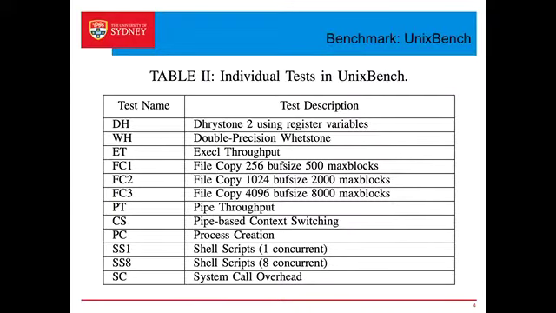The benchmark suite we use is UniqueBench. In UniqueBench, there are 12 individual tests, and they are described in details in this table. Each test was designed to evaluate the performance of a particular component on a computing system. For example, the Dhrystone test evaluates integer computation performance, while the Whetstone test evaluates floating point computation performance.